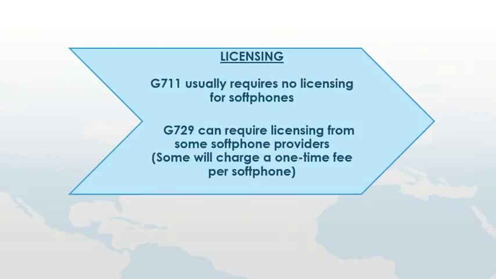The next component to look at is licensing. If you have a call center where all your agents are using soft phones, then there can be an associated cost with moving to G729. You can increase your calls with the same amount of bandwidth, of course, but some soft phone providers will charge a licensing fee for G729. Check with your soft phone provider first before migrating to G729, just to be on the safe side.